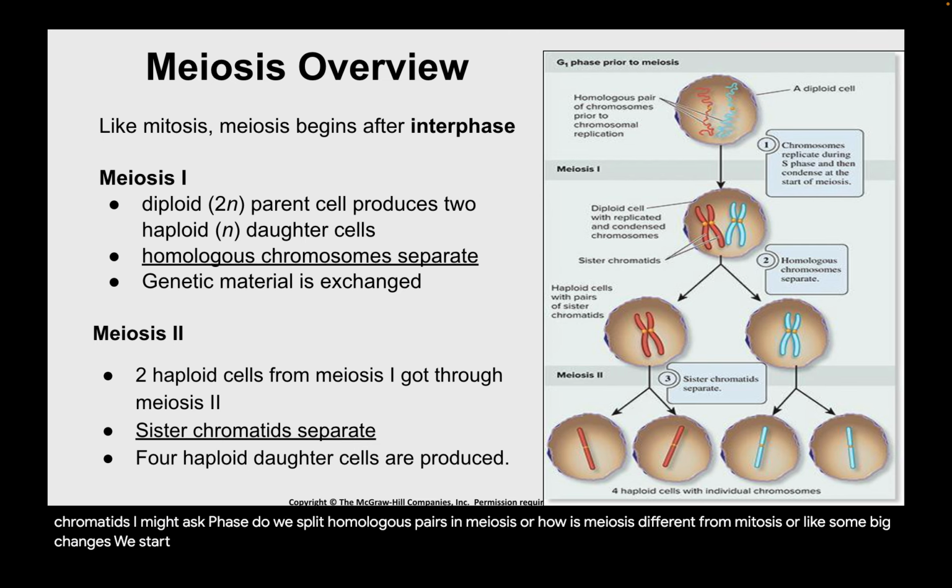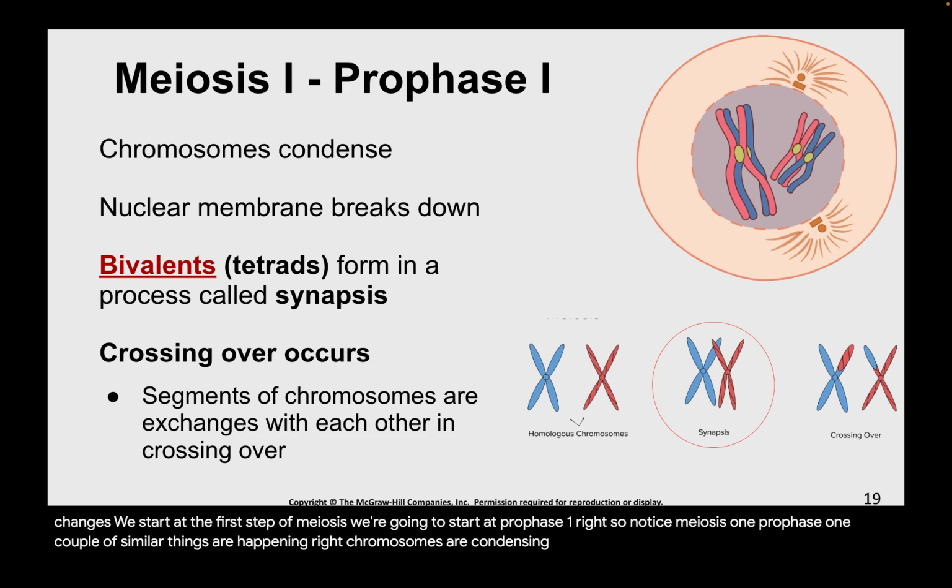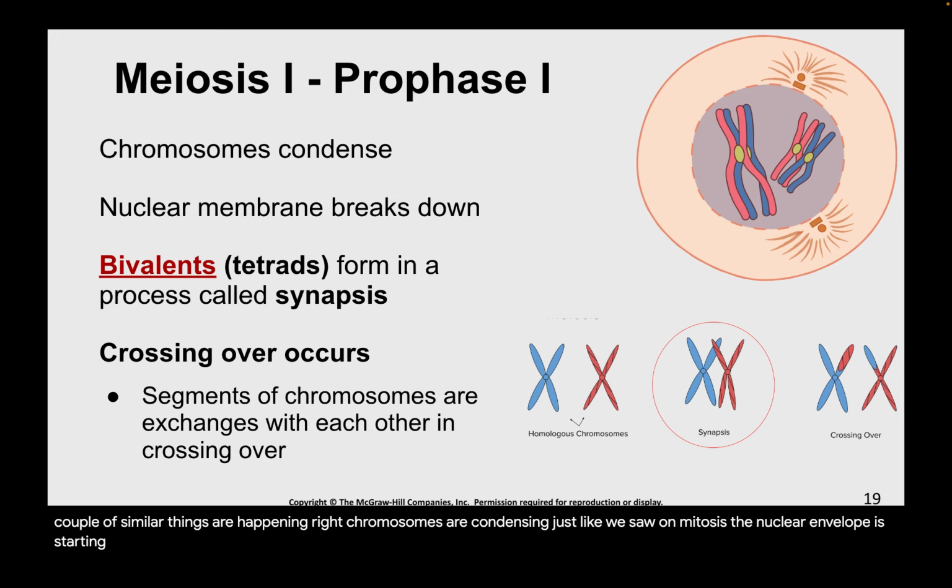If we start at the first step of meiosis, we're going to start at prophase 1. All right, so notice meiosis 1, prophase 1. A couple of similar things are happening here. Chromosomes are condensing, just like we saw in mitosis. The nuclear envelope is starting to break down, just like we saw in mitosis. What's different is that now we're getting a structure called a bivalent forming. Right? So bivalents are homologous pairs that are joined together.